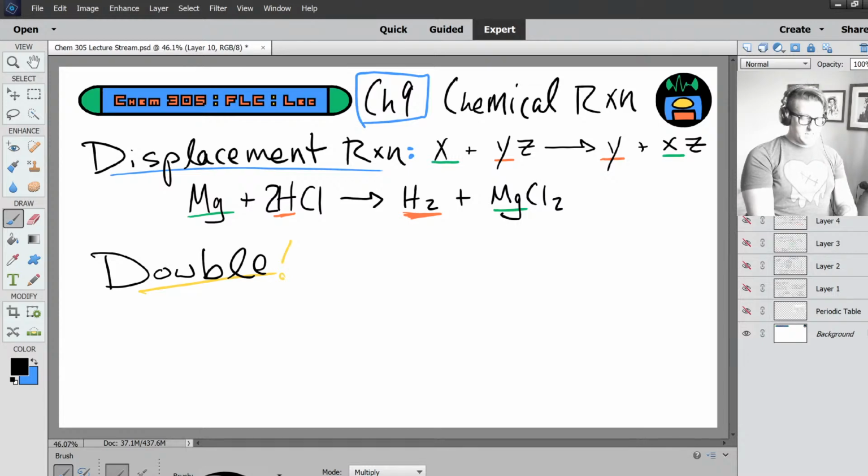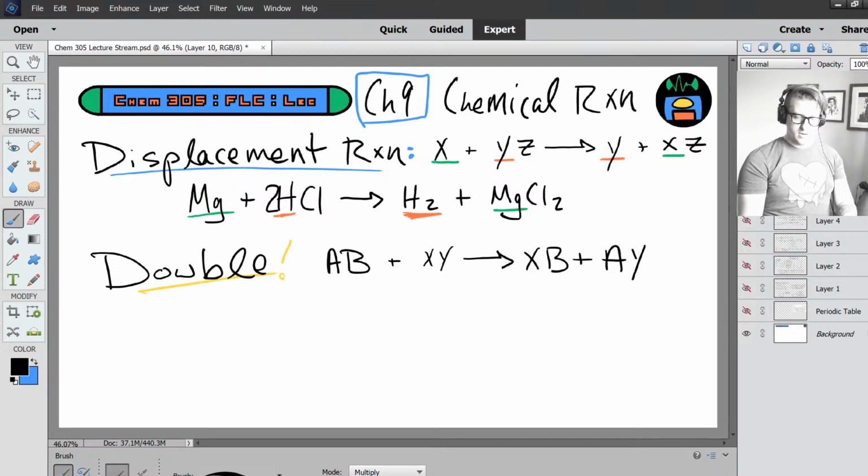In a double displacement, it's the same thing, except it happens twice. It's A plus B gets together with X plus Y, and they both switch. So X ends with B, and A ends with Y. Double displacements are a little happier because everybody still ends up with somebody, right? You just have a swap of cation and anion pairs. A grabs Y, X grabs B, and those are the products you get. You saw these in the precipitation lab, right?